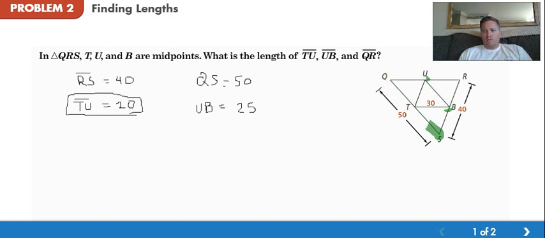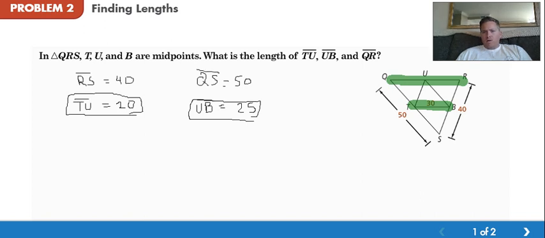Our last one is we're going to find QR. Okay, so this one says that QR, this length right here, and we don't know that length, but we know it's parallel with this length right here, which is TB. So in this one, we're going to have to go backwards. So this was my answer for UB right there. And these are segments, so we put little lines over the top.